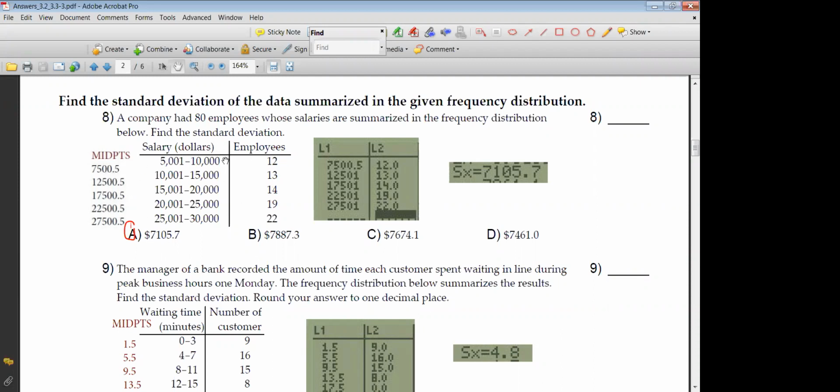Once I find this first midpoint, I realize that the class width is 5,000. The difference between any of these lowers and any one of these uppers is 5,000. Once I do this first one, I kept adding 5,000. And once again, there's only space for 5 digits.